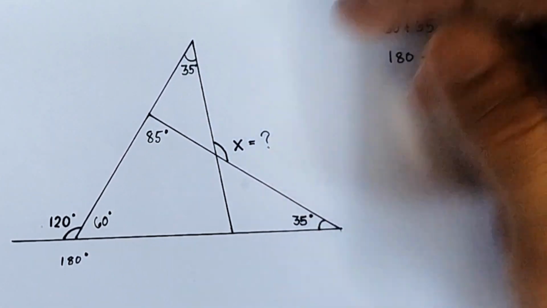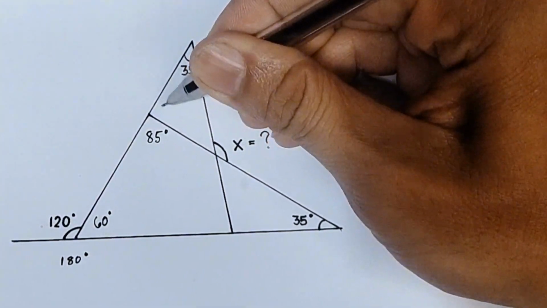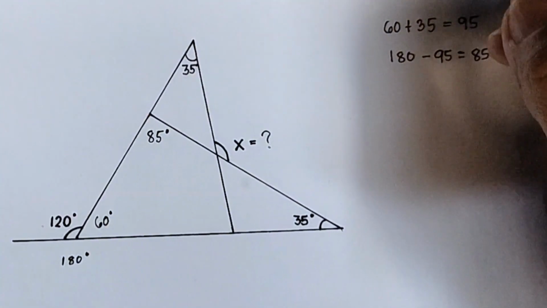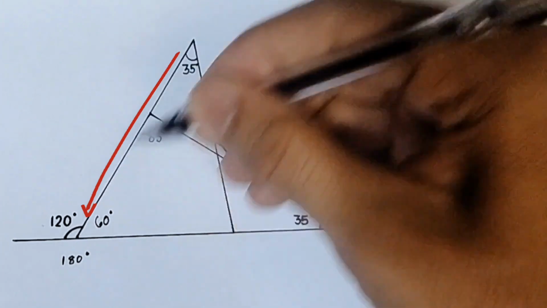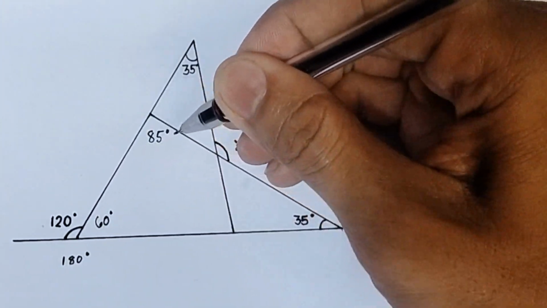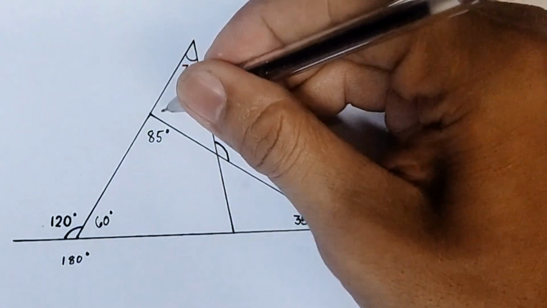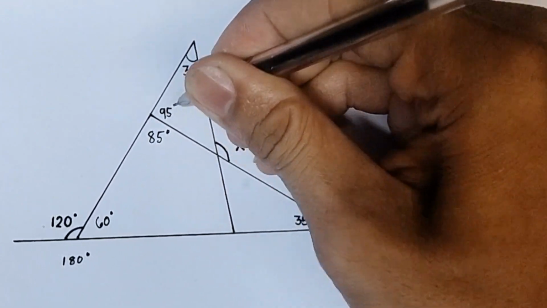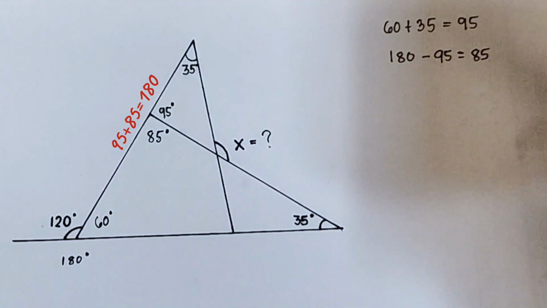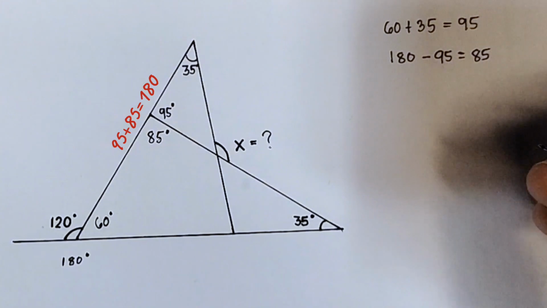Alright? So now we have 85 degrees here, but that is not enough to find the value of x. Alright? Next step is you have to find the value of this angle here. Again, we will apply the supplementary angles because this is a straight angle here. Okay, so if this is 85 degrees here, what do you think is the measurement of this angle? That is 95 degrees.